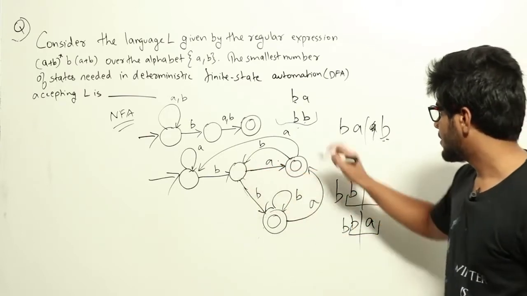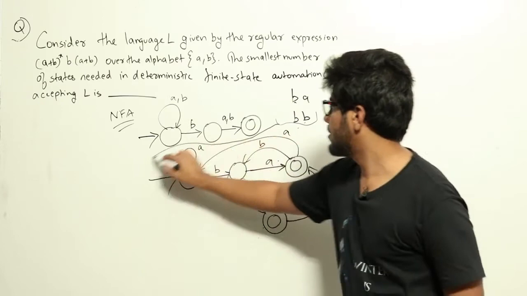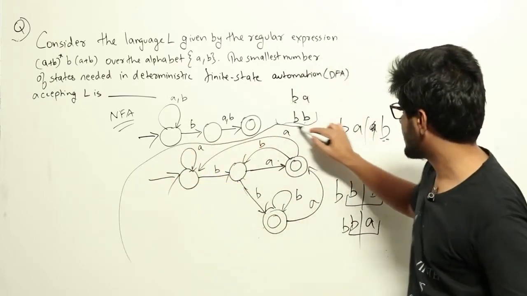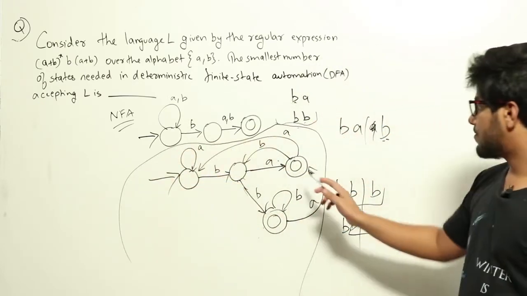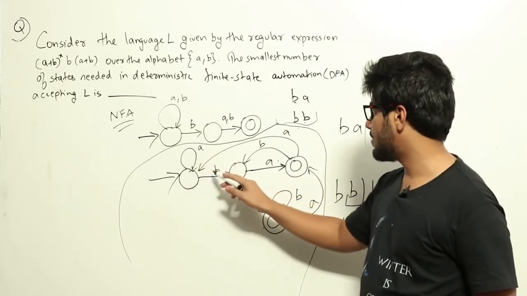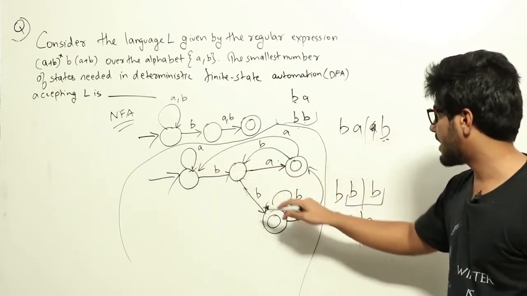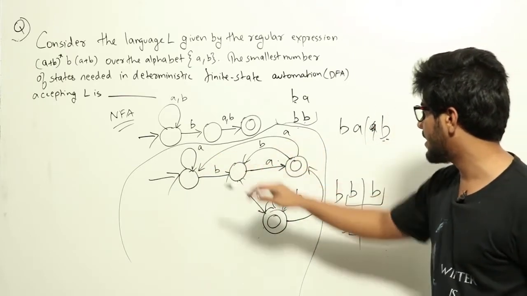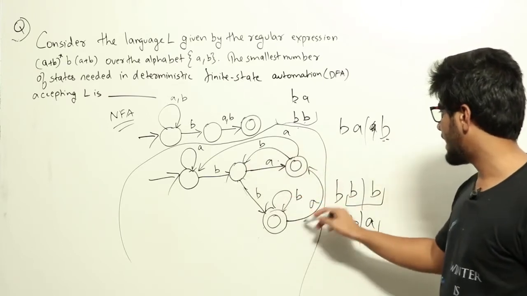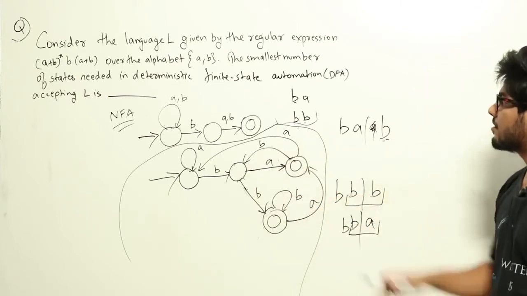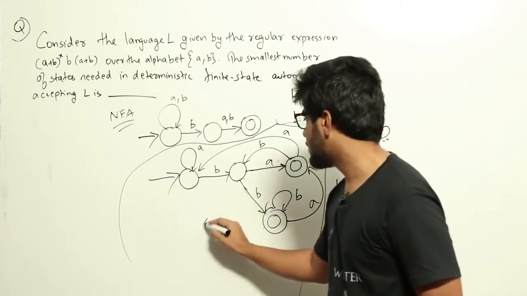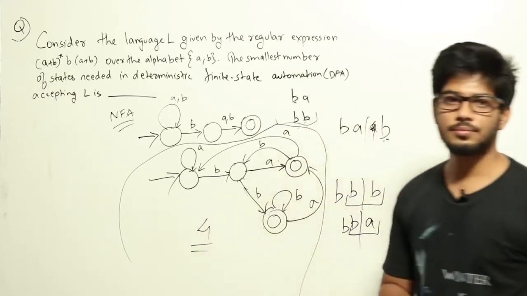So this is the minimal DFA. Given the question, you can verify: this state I have given transitions for A and B, this state I have given transitions for A and B, this state I have given transitions for B, A, this state also I have given transitions for A and B. So this is the minimal DFA for the language given here. The number of states is 4.